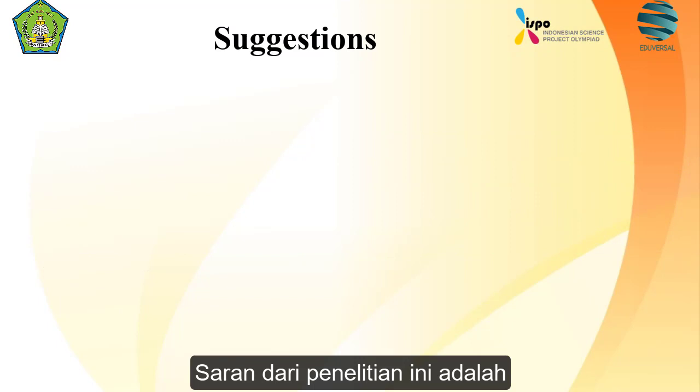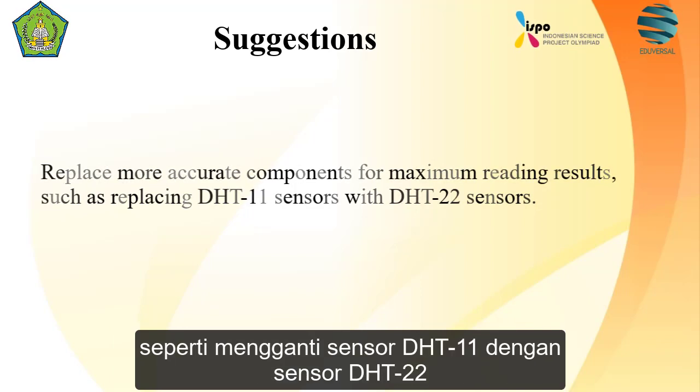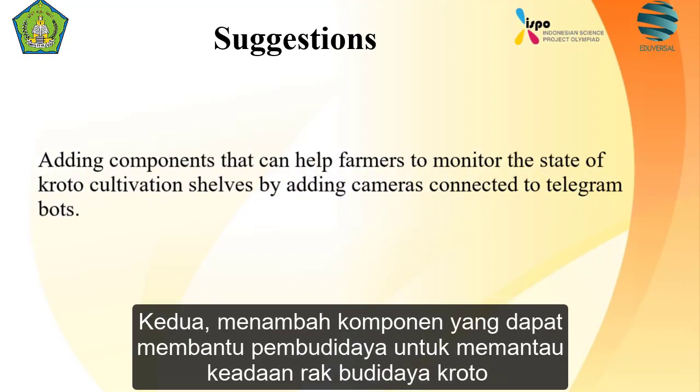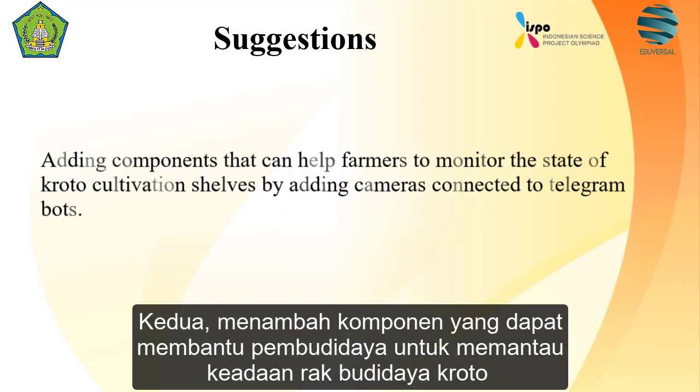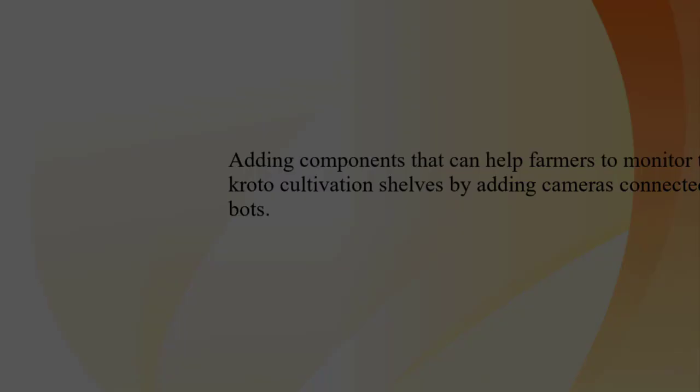The suggestions of the research are: first, replacing components with more accurate ones for maximum reading results, such as replacing DHT11 sensors with DHT22 sensors. Second, adding components that can help farmers to monitor the state of the croto cultivation by adding cameras connected to Telegram bots.